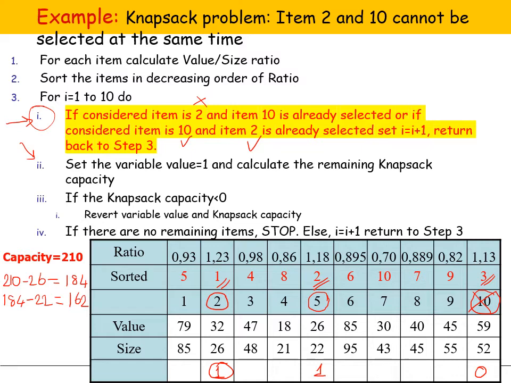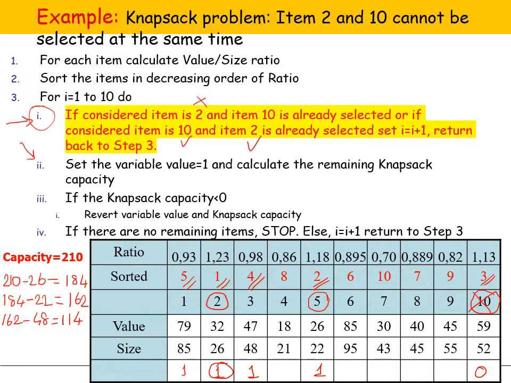the next one. We return back to the beginning, and we continue with the fourth order, which is item 3. So item 3 is not 2 or 10, which means that we increase its variable value to 1, and then we check for the capacity. So 162 minus 48, we have 114, and we have remaining capacity. So we continue with the next item, which is 5.